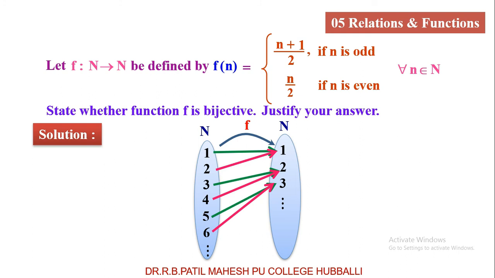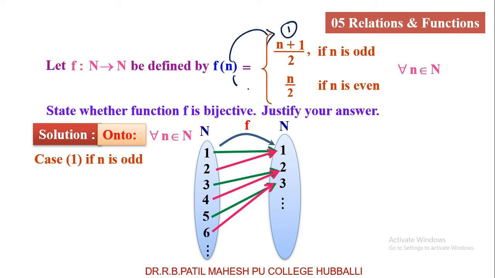Next for onto. For every small n belongs to capital N, that is the set of natural numbers. Case 1, there are two cases, because f is defined in two ways. This is one, this is the second one. So I have to discuss it for both. If n is an odd number, I have to consider (n plus 1) by 2. What are the numbers you get? When you start taking n as odd numbers, you will be getting 1, 2, 3, 4.